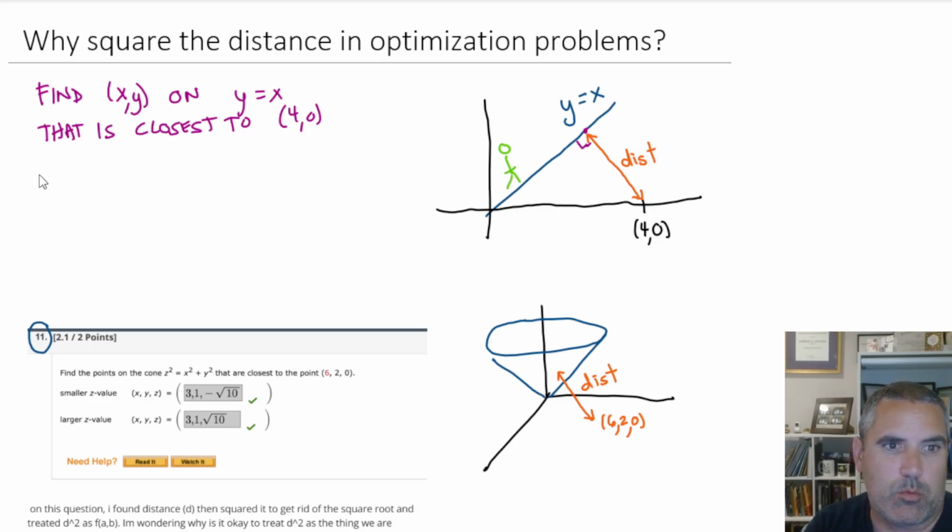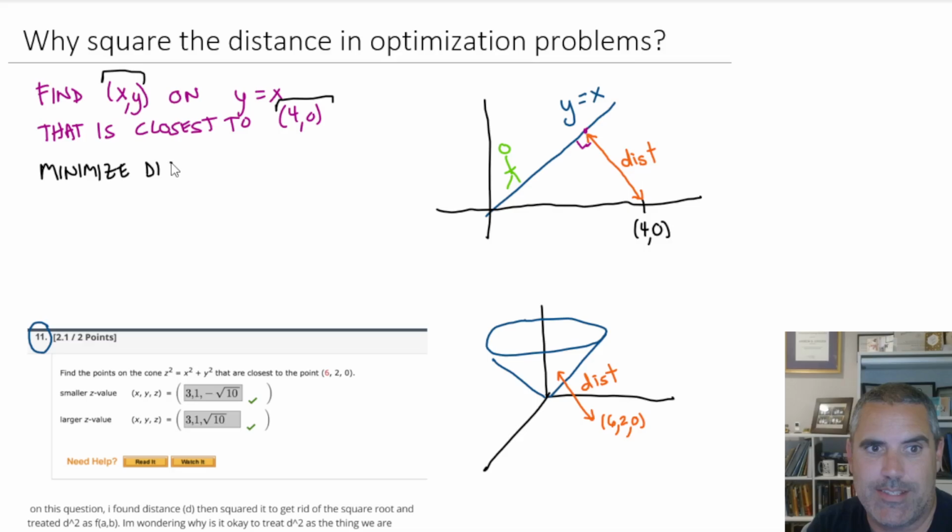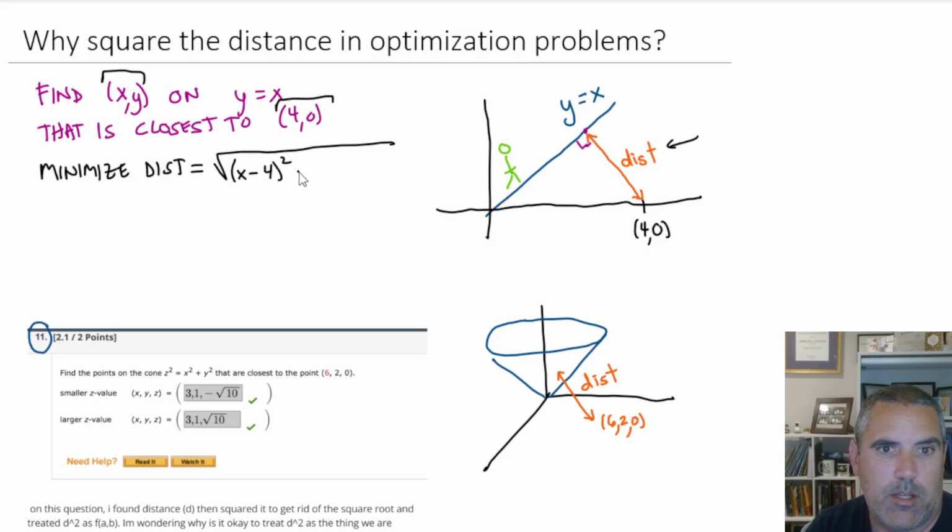So what we say is we're trying to minimize the distance from a point to another point. We can write that out. We're trying to minimize this distance. Now, one confusion students have is this function I'm about to write is not the equation of the line. It's the equation of the distance. And that's not linear. Anyways, plus y minus 0 squared.